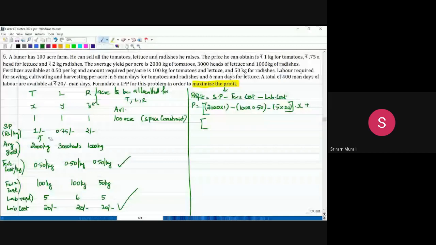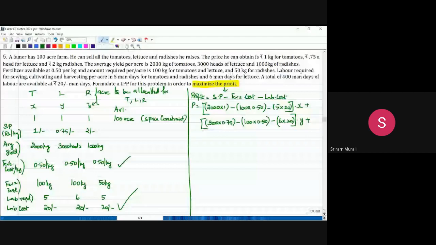Plus, for the next case, lettuce, 1 head is 0.75 selling price. For 3000 heads, it is 3000 into 0.75 minus the same fertilizer cost, 0.5 per kg. For 100 kg required for lettuce, therefore it is 100 into 0.5, minus how many man days are required for lettuce? 6 man days. Per man it is 20. For 6 days it is 6 into 20. But we don't know how many acres of land to be allocated for lettuce.